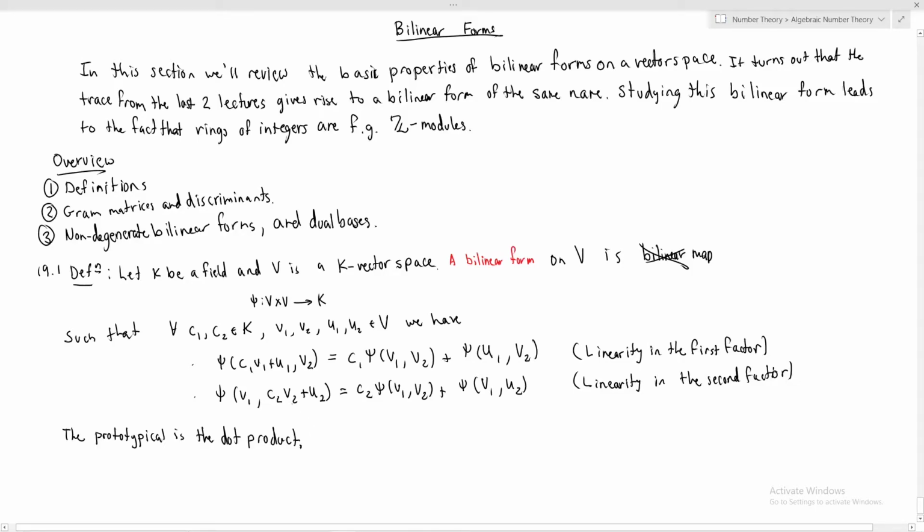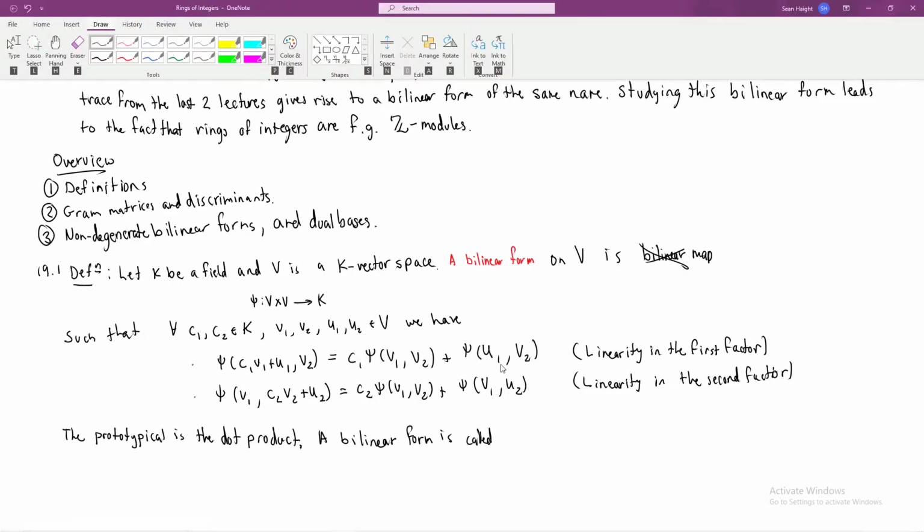So, to continue this definition, a bilinear form is called symmetric.